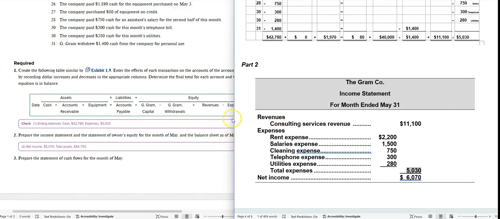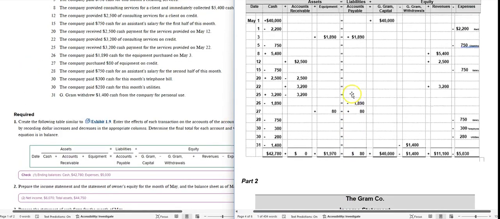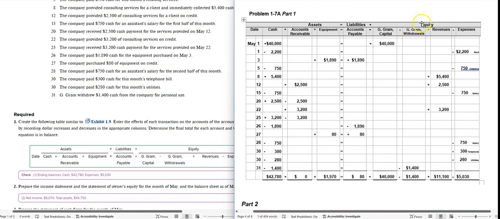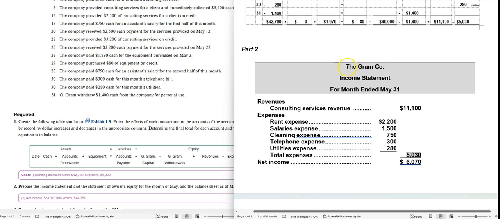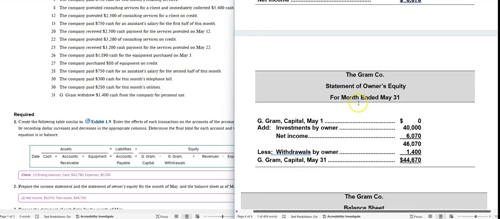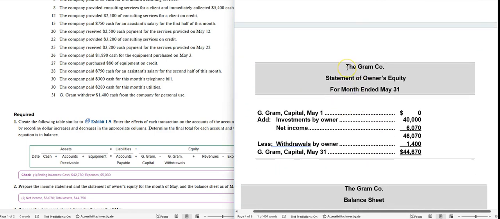All right, so we have now communicated to the owner the profitability of the company during the month of May. The owner says, that's fantastic. I want to know how that affected my equity in the company. The owner's equity is made up of the owner's capital, withdrawals, revenues, and expenses. So the statement of owner's equity is going to report a little bit more detail how the owner's equity was affected during the month of May.